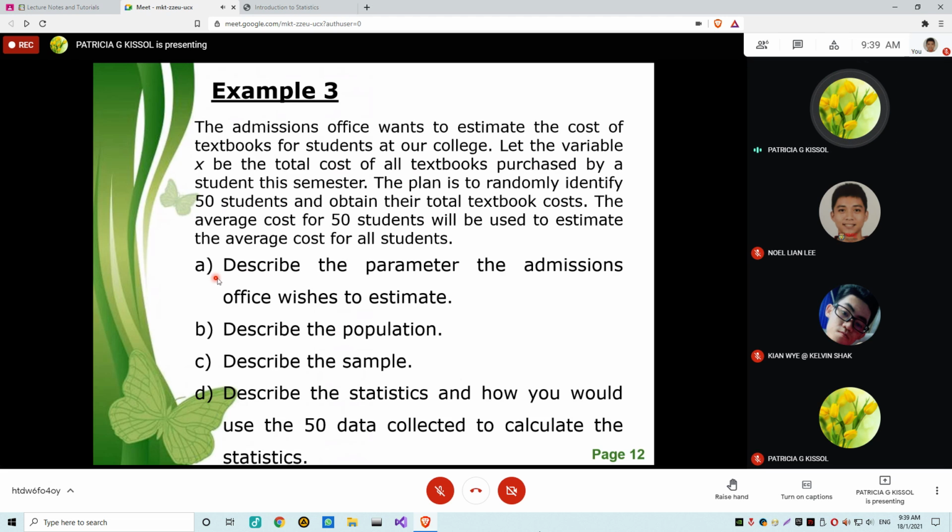So here we have 4 questions. First is to describe the parameters. What is the population? What is the sample? And then describe the statistics. How would you use the 50 data collected to calculate the statistics?